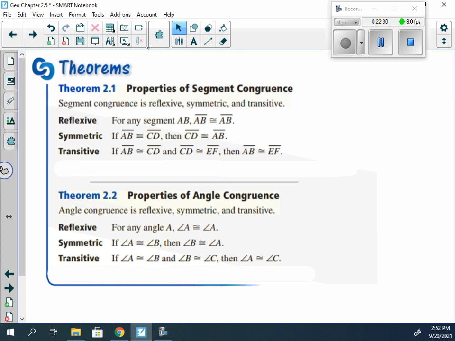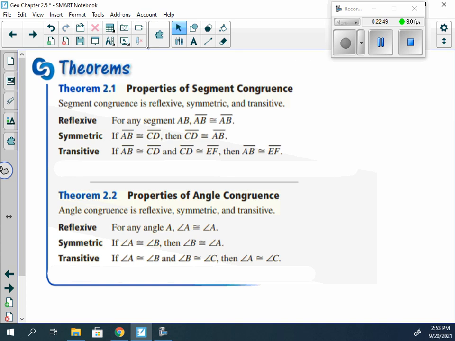You can write these down if you want. They are also on your reference sheet. The reflexive property of segment congruency: for any segment AB, segment AB is congruent to segment AB.